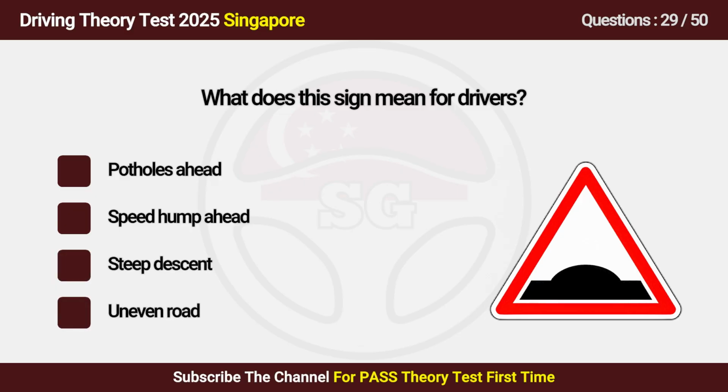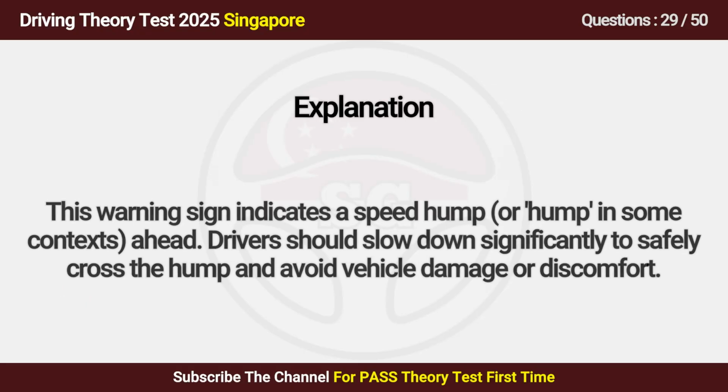Question 29. What does this sign mean for drivers? A. Ahead. B. Speed hump ahead. C. Steep descent. D. Uneven road. Answer is B. Speed hump ahead. This warning sign indicates a speed hump or hump in some contexts ahead. Drivers should slow down significantly to safely cross the hump and avoid vehicle damage or discomfort.